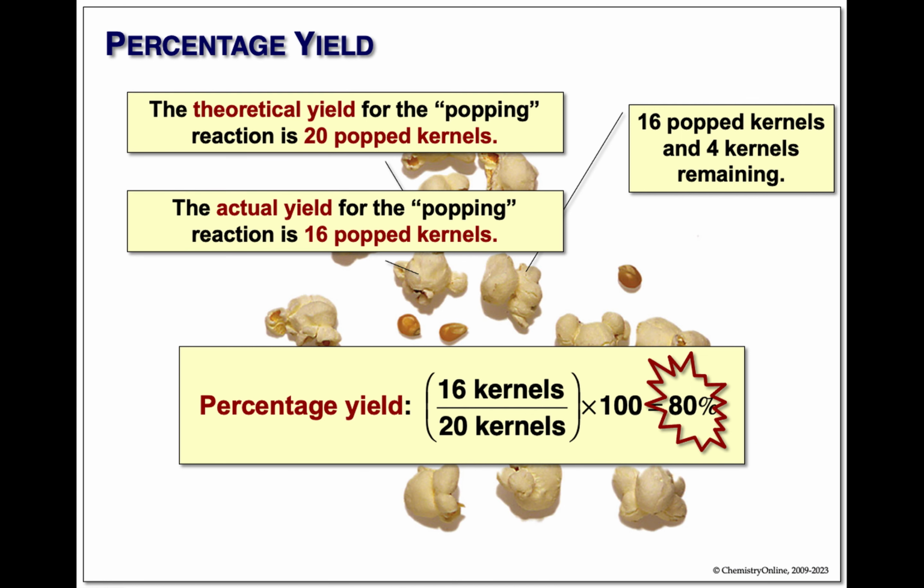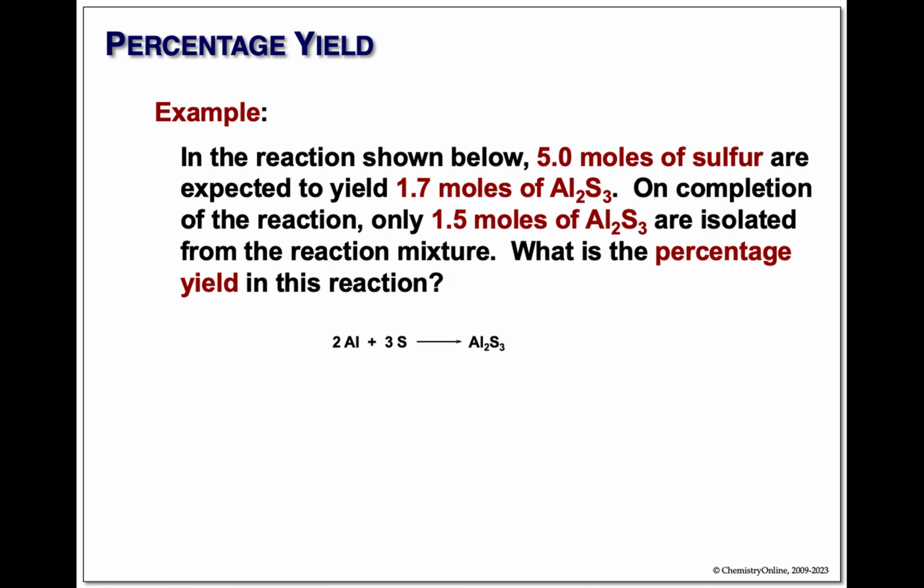So, we have 5 moles of sulfur. We're reacting them with aluminum. We should get 1.7 moles of aluminum sulfide. Okay, we should. We finish our reaction, take it in, weigh it, and we only get 1.5 moles. What's the percent yield?